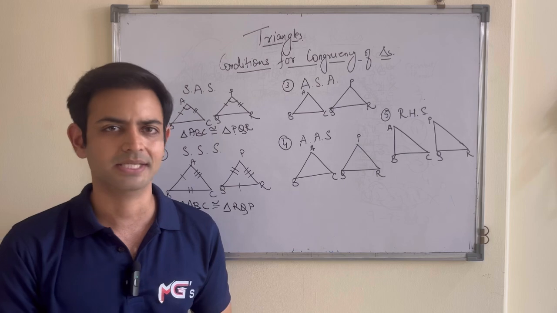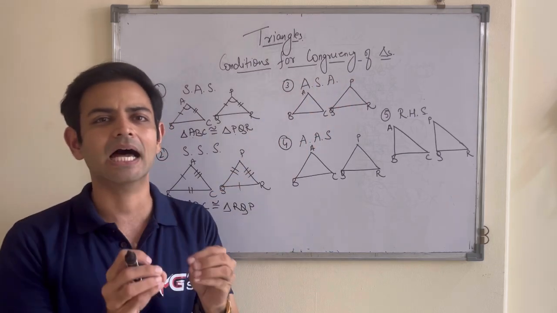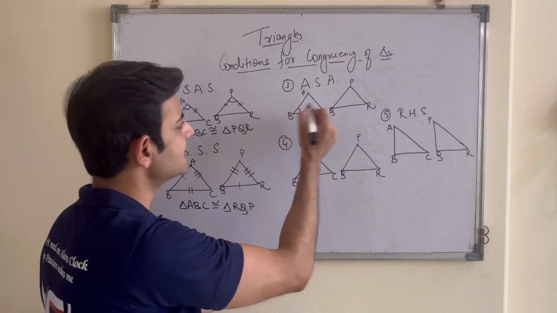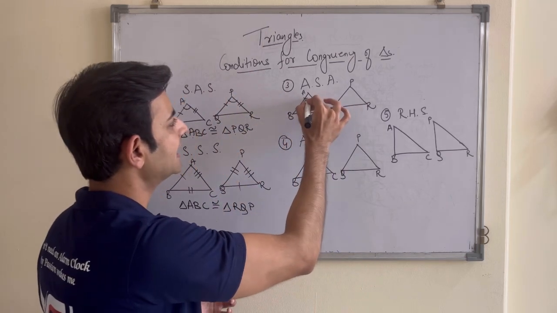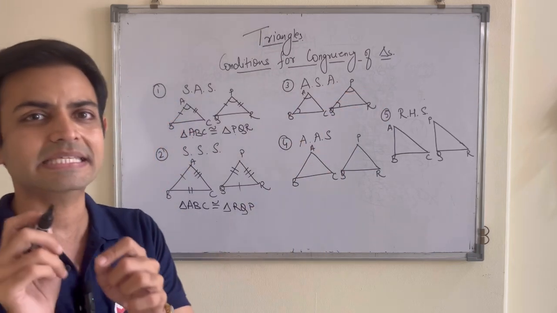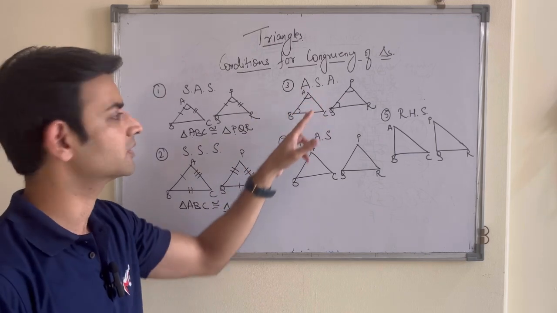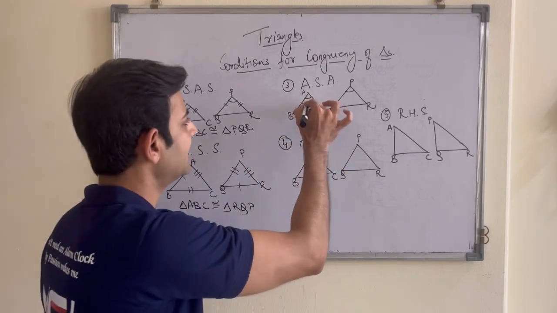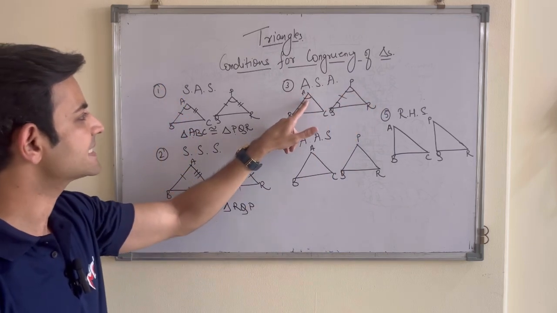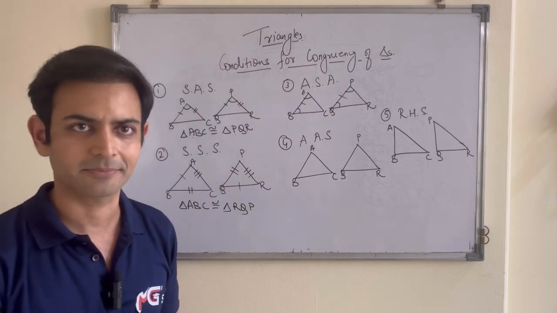Let's go for the third criteria, which is ASA, that is angle side angle. So as the name says, let's say if angle B is equal to angle Q, angle A is equal to angle P, and now I have to choose a side which is in between these two angles. I can't choose the other two sides. So AB is equal to PQ. So now I can say by angle side angle, or ASA, triangles are congruent.